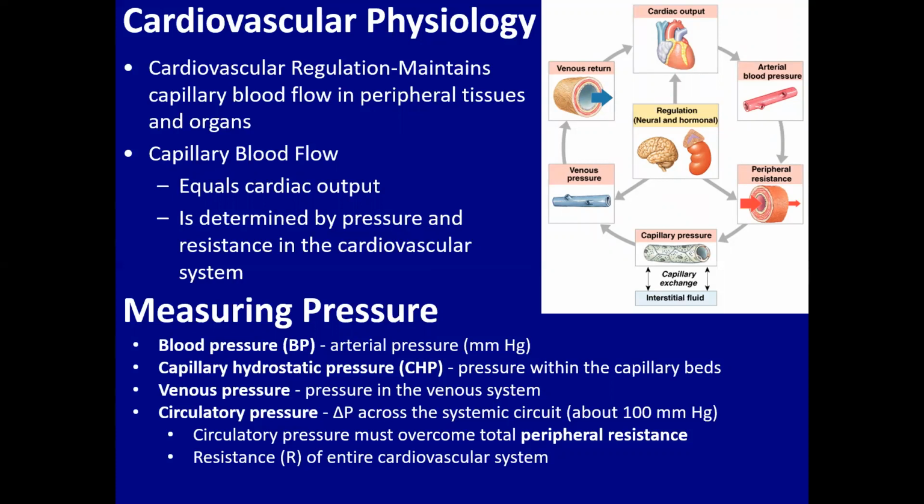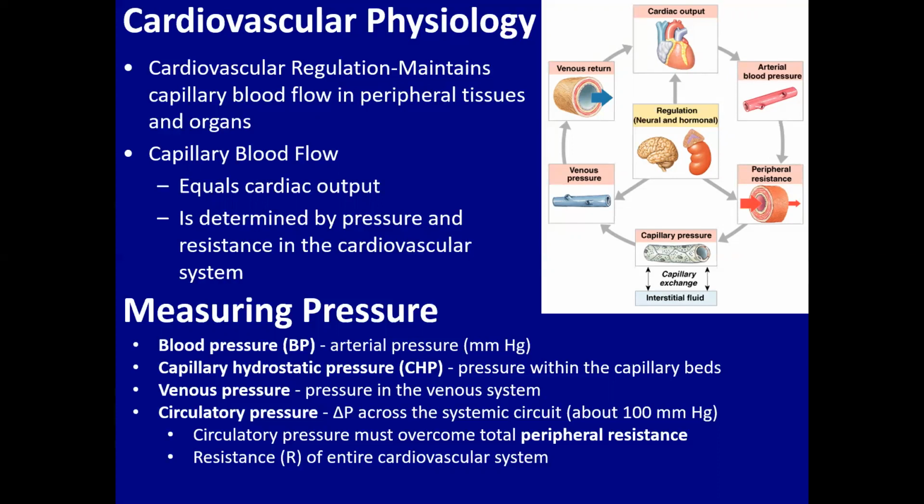Okay? So when we measure blood pressure, as we talked about before, we're measuring arterial pressure, and that's done in millimeters of mercury. We also have to understand our capillary hydrostatic pressure, which is our CHP. That's the pressure within our capillary beds. Then we have venous pressure, the pressure within our venous system. But if we look overall, we're looking at circulatory pressure. That is the change, or delta P, change in pressure across your systemic circuit. And that's about 100 millimeters of mercury.